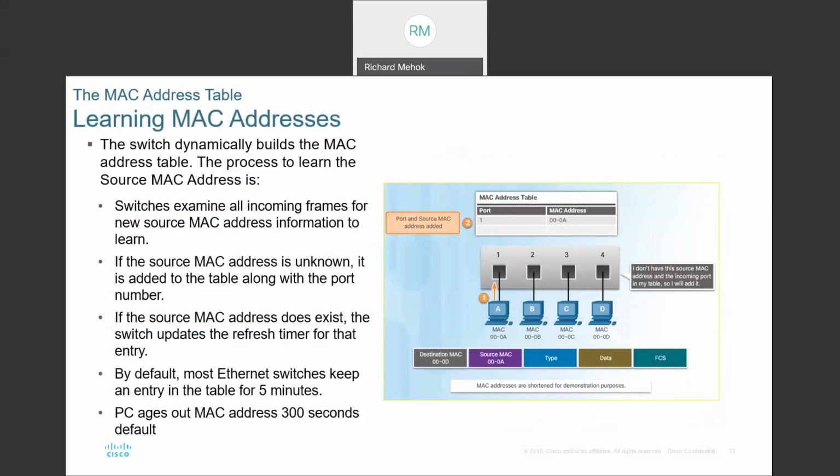MAC addresses are learned dynamically, so the switch examines incoming frames and records the new source MAC address on each port. If the MAC address is unknown, it is added to the table with the port number. If the MAC address exists already, it will update the timer, and by default, Ethernet switches will keep MAC addresses for 5 minutes, and your PC will age out or forget MAC addresses in 300 seconds.